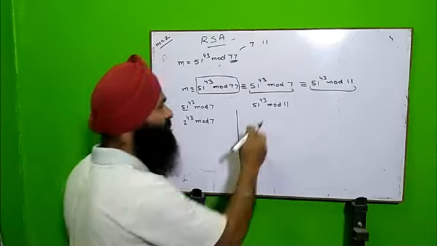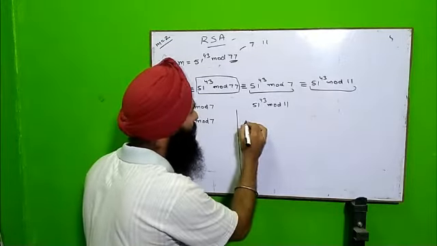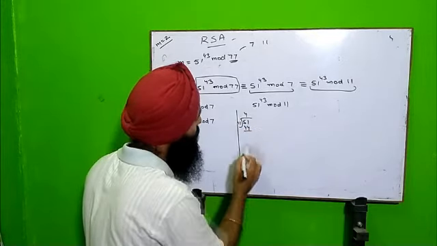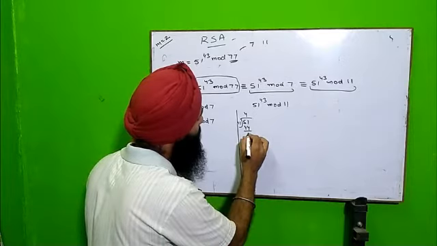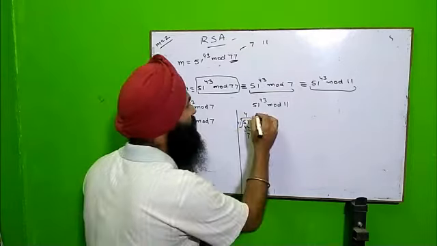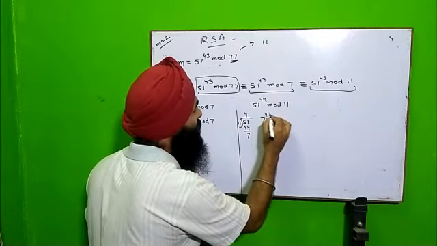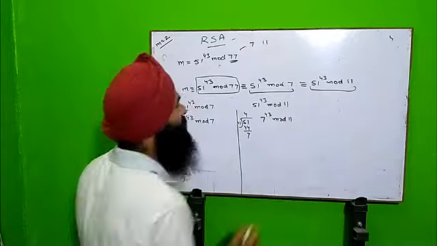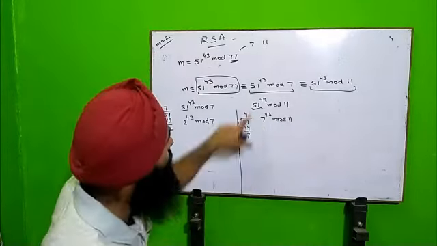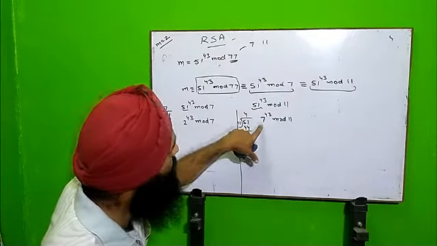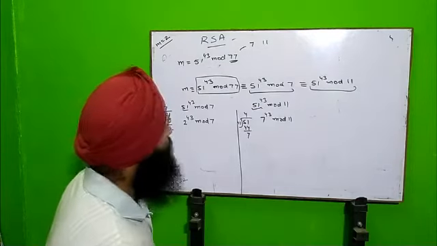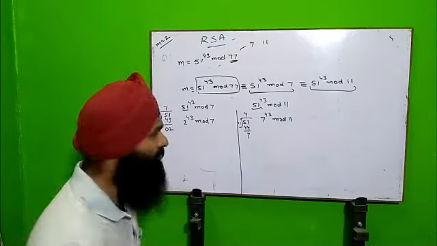Okay, similarly we are going to reduce this 51. 11 times 4 is 44, and we have a remainder of 7. So here we have 7 raised to power 43 mod 11. We have reduced the base. When we divide by 11, we get this remainder, whereas the power remains the same. So here we are going to apply Fermat's little theorem.